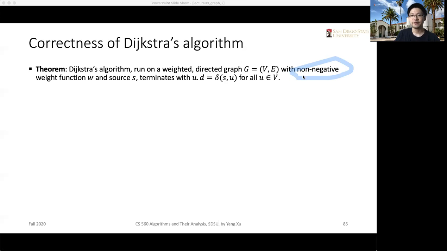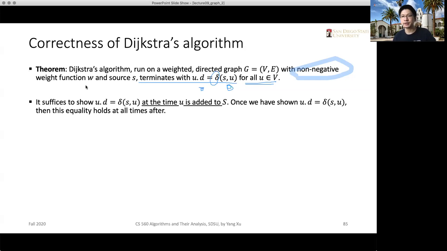So for a graph that satisfies this property, Dijkstra's algorithm will terminate with all the d values equal to the theoretical minimal value for all the vertices. So this delta is the shortest path distance. Remember that we define the distance of the shortest path from s to u, the theoretical value, to be delta. Okay.